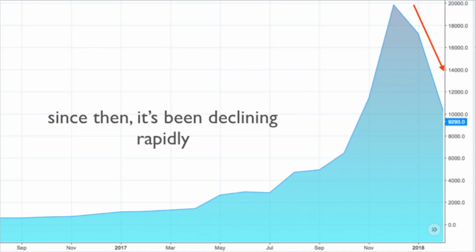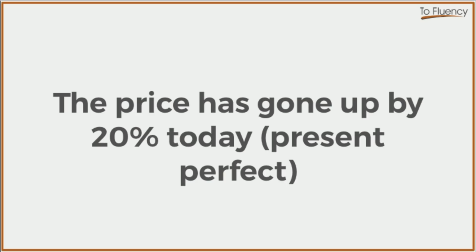That is the difference, or one of the differences between the present perfect and present perfect continuous. The continuous focuses on the action. Declining. It's been declining. The verb, it's been declining. You're not talking about results, not percentages or numbers, just the action. Whereas this one, the price has gone up by 20% today. The present perfect simple. Does that make sense? I hope it does, because it's a great example of the difference between the present perfect simple and continuous.